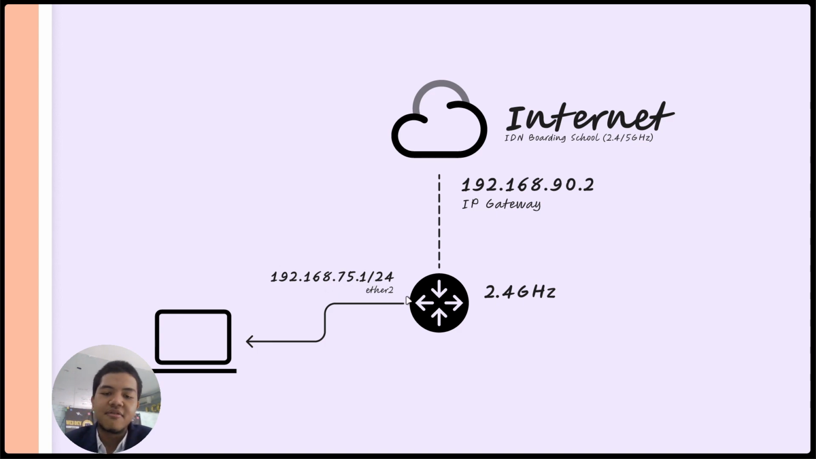which is using IP 192.168.75.1. If you want to connect the client to the router, we use an Ethernet cable and plug it into Ether 2, yeah. For the wireless, this router only has 2.4 gigahertz, so I think it's okay for a tutorial. And for here, we use the Wi-Fi that we want to connect to because we have a wireless. So now let's get started with the tutorial.